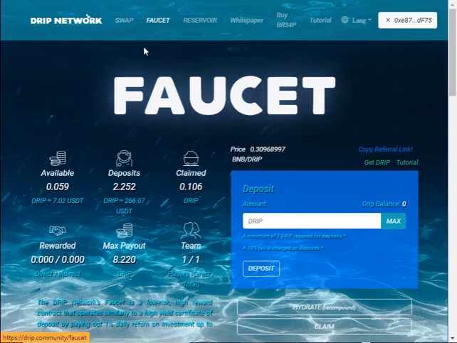And as you can see, I'm an average investor. I've only got 2.252 drip in my deposit. Remember, when you make a deposit, it's gone. It's in the system. It's how it supports the token. Right now I've got $266 in my account that I make my 1% return off of.